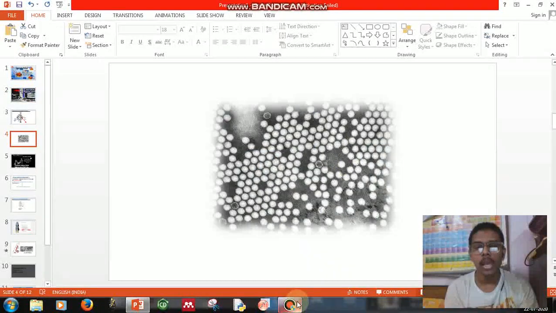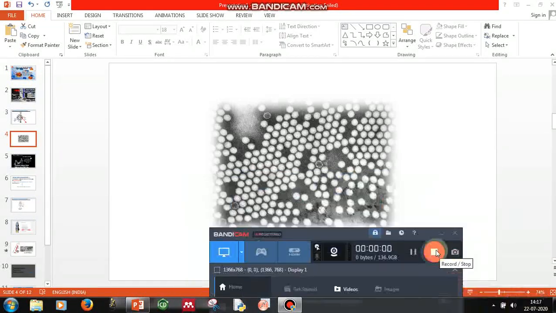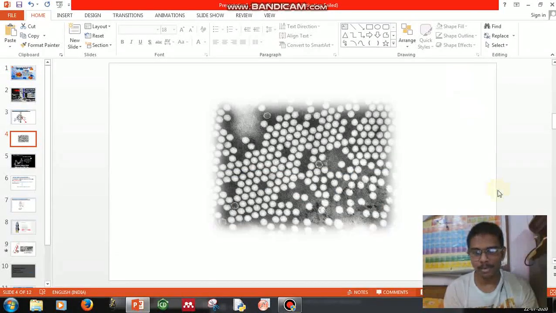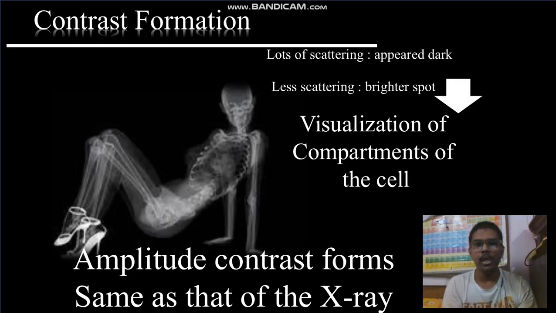So the basic principle of image formation in transmission electron microscopy is just contrast formation. In the next slide, you will see how the contrast forms. There are two types of contrast: amplitude contrast and phase contrast. One is amplitude contrast, another is phase contrast. So this slide concerns contrast formation.